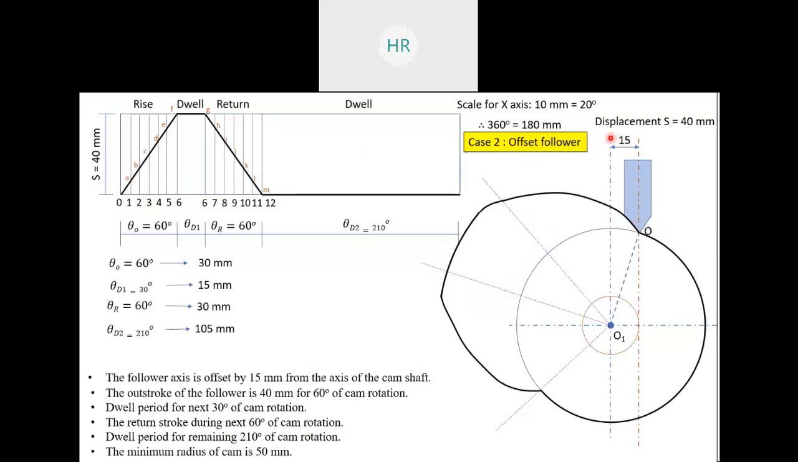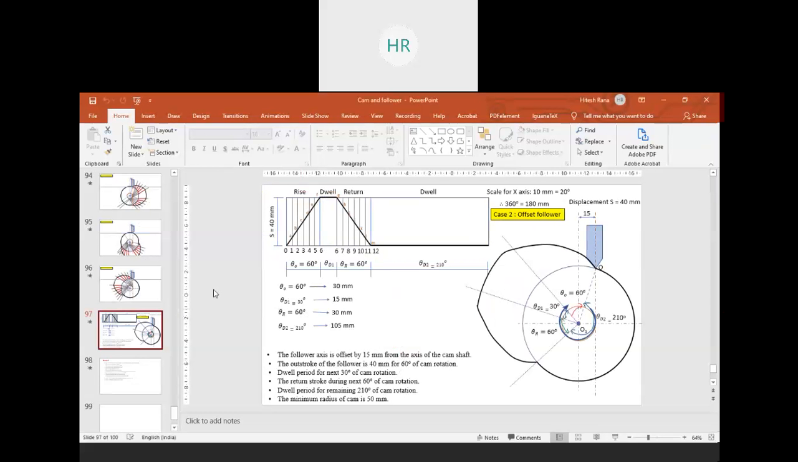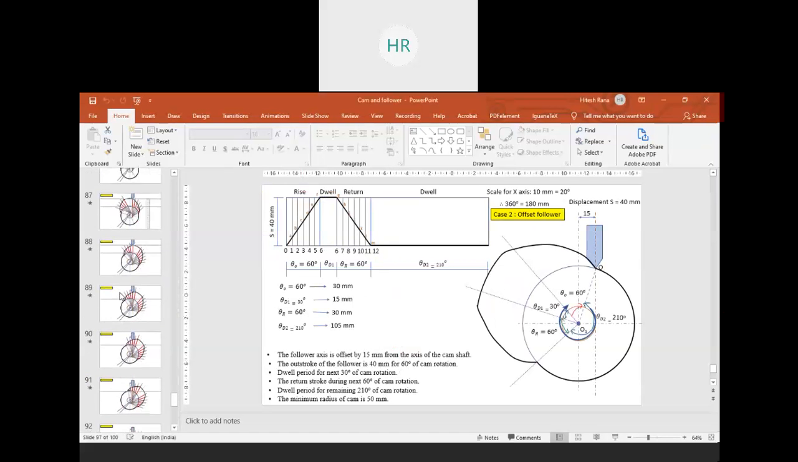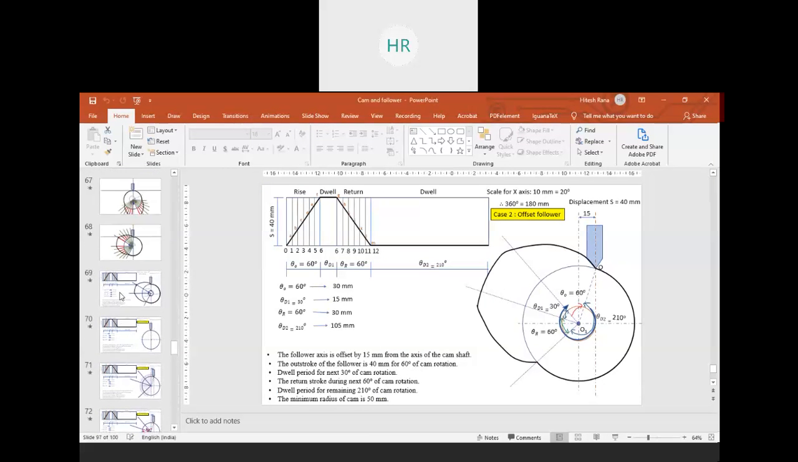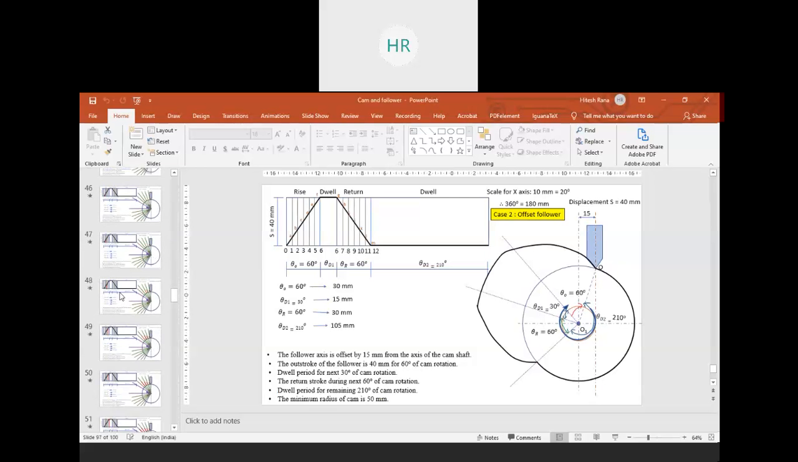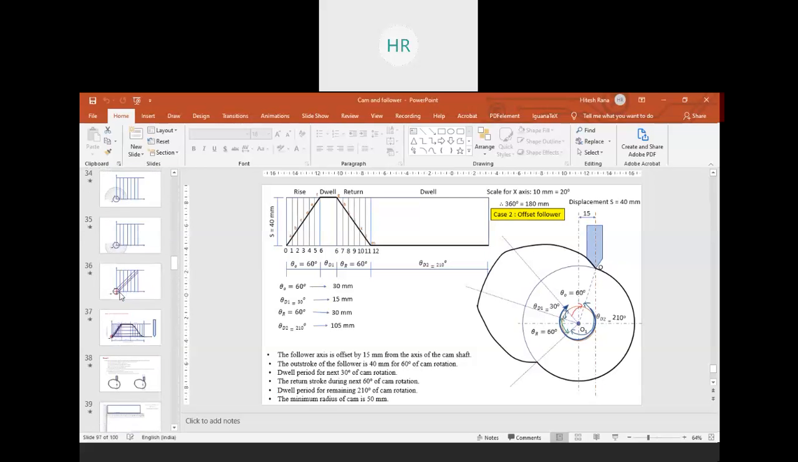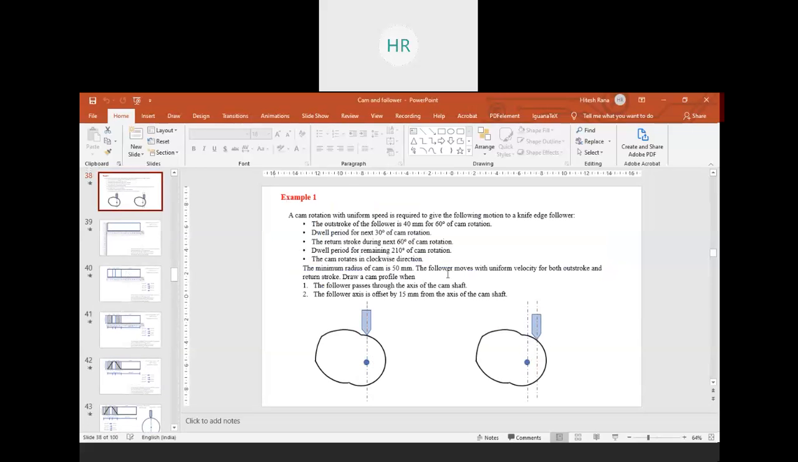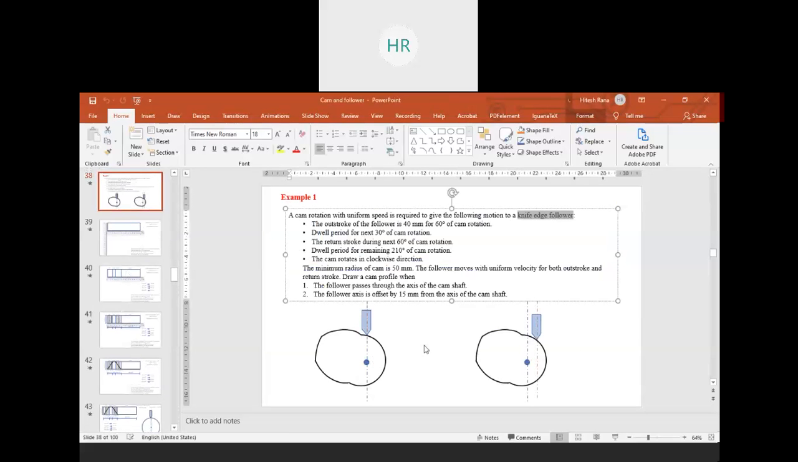And in our problem statement, we were given that the follower is knife edge type. प्रॉब्लम स्टेट में ही हमको दिया गया था कि हमारा जो फॉलोअर है वो नाइफ एज फॉलोअर है। नाइफ एज फॉलोअर दिया गया था, तो इसीलिए हमने यहाँ पे नाइफ एज फॉलोअर यूज किया है, जिसका ट्रेसिंग पॉइंट क्या होगा, ये जो एज है फॉलोअर का, दैट इज द ट्रेसिंग पॉइंट.